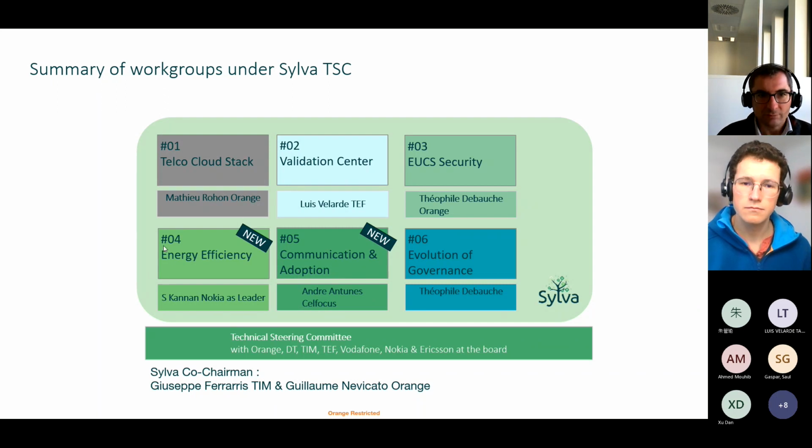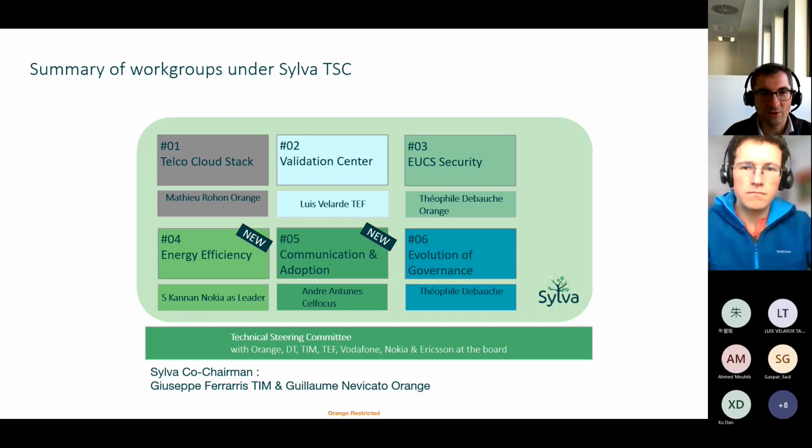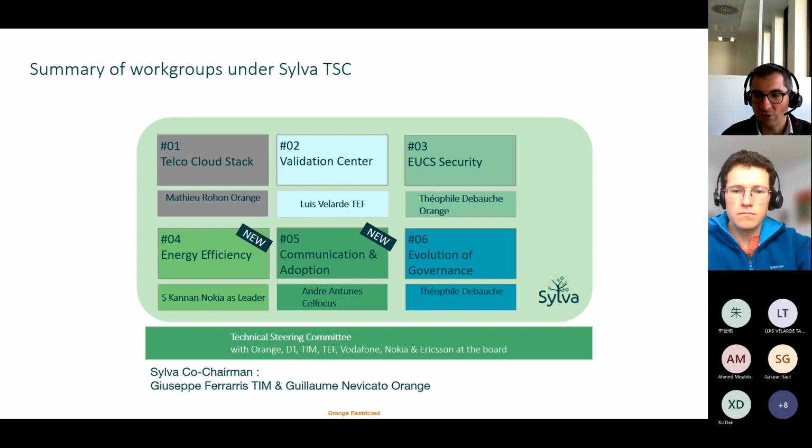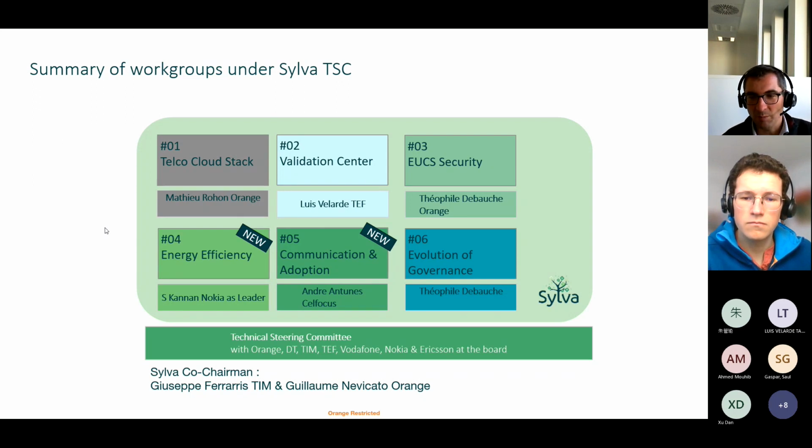We have just launched an energy efficiency work group. It's led by Nokia. We are defining exactly the deliverables we want to achieve, but definitely what we know is that we want to measure the server consumption, but also, and it's more tricky, to measure the CNF consumption. Then in the second step, it's not only a matter of consumption, it's also a matter of optimization of the energy consumption in terms of architecture, but also in terms of scalability. So many topics to cover in this track.